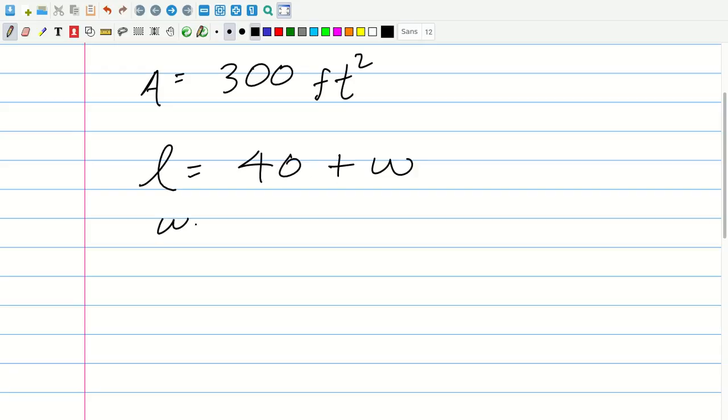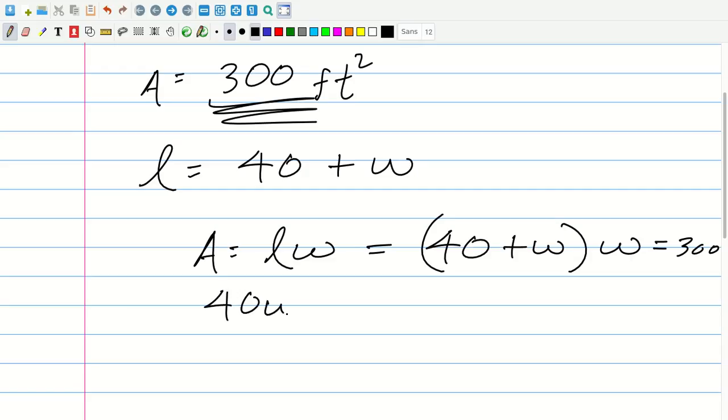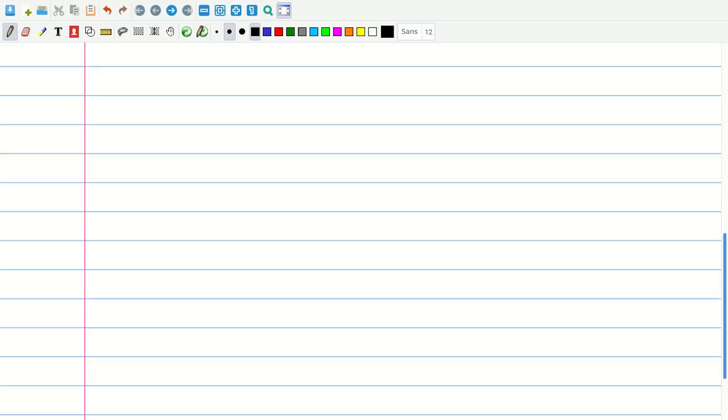So I've got that covered. The width is the width. So the area of a rectangular pen would just be length times width equals 40 plus W, right? W times W, and this is supposed to be 300, right? So we end up getting 40W plus W squared, right? So I'm just going to do W squared on this side equals 300. So that means that W squared plus 40W minus 300 equals 0.